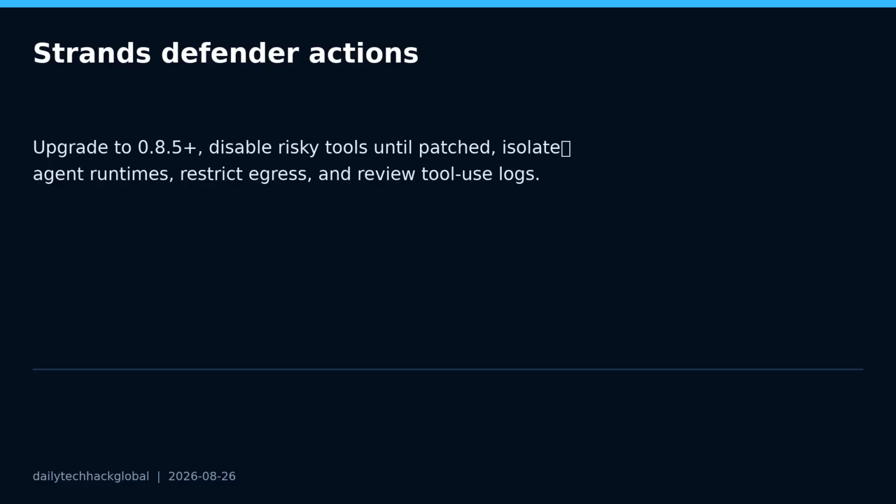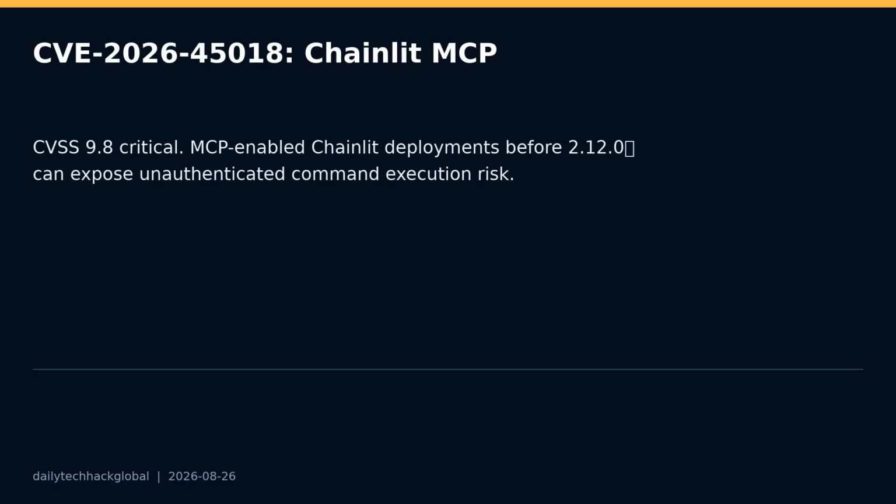Second, CVE-2026-45018 in Chainlit, a Python framework for conversational AI applications. NVD rates it at 9.8 critical. The affected window is from 2.4.0 release candidates until the fixed 2.12.0 release, when MCP features are enabled. The risk is unauthenticated MCP exposure leading to command execution with the privileges of the Chainlit process. If a demo app was quickly promoted into an internal tool, this deserves immediate review.